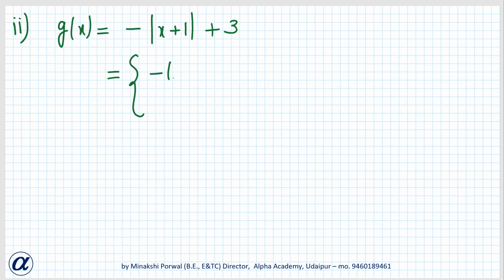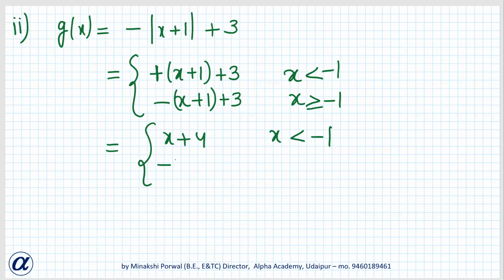Second question, second part. g(x) equals to minus of mod of x plus 1 plus 3. Okay, so we'll write this function as minus of x plus 1 plus 3 when x is less than -1. And it will be minus of x plus 2 when x is greater than or equal to -1.